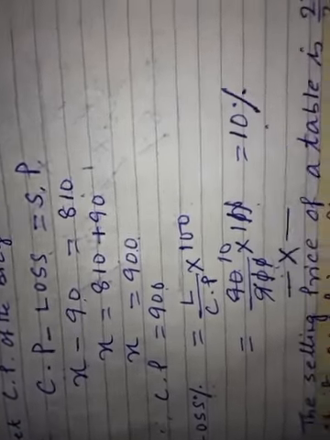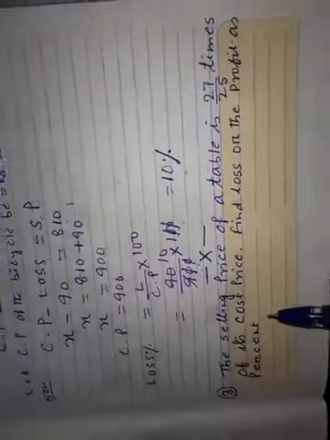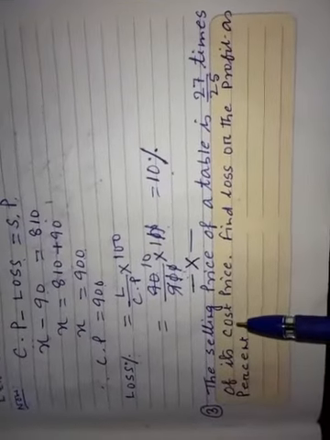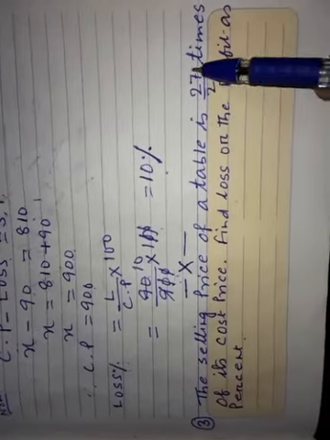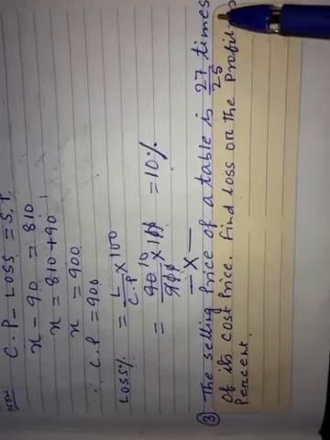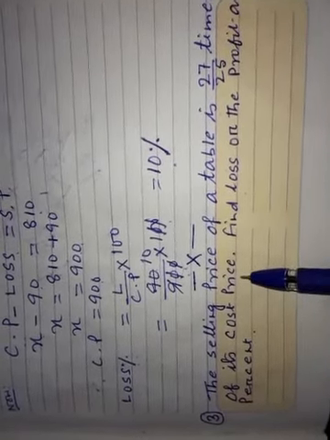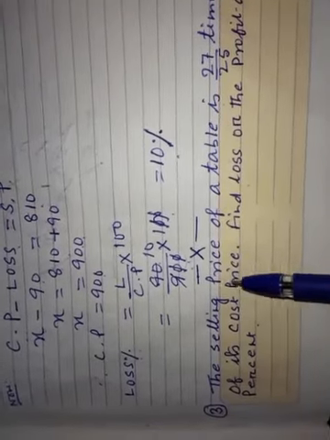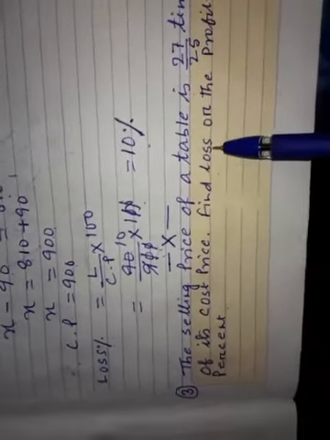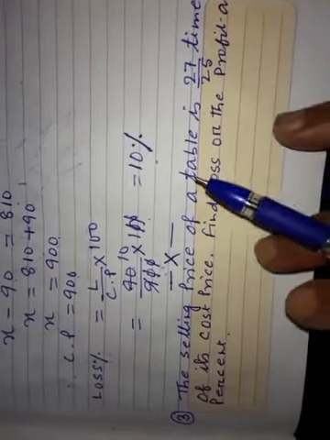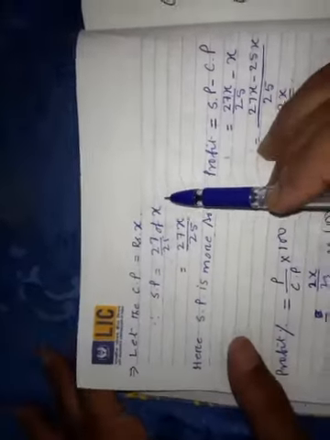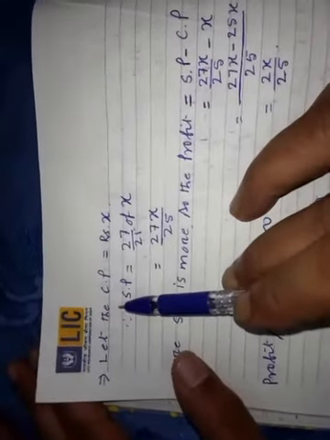Now I am going to discuss one more problem today, and this is the last for today's classwork. The selling price of a table is 27 by 25 times of its cost price. So see that the selling price is related to the cost price. Find the loss or profit percent. Again I told you, whatever values are given in the question, write the values first.